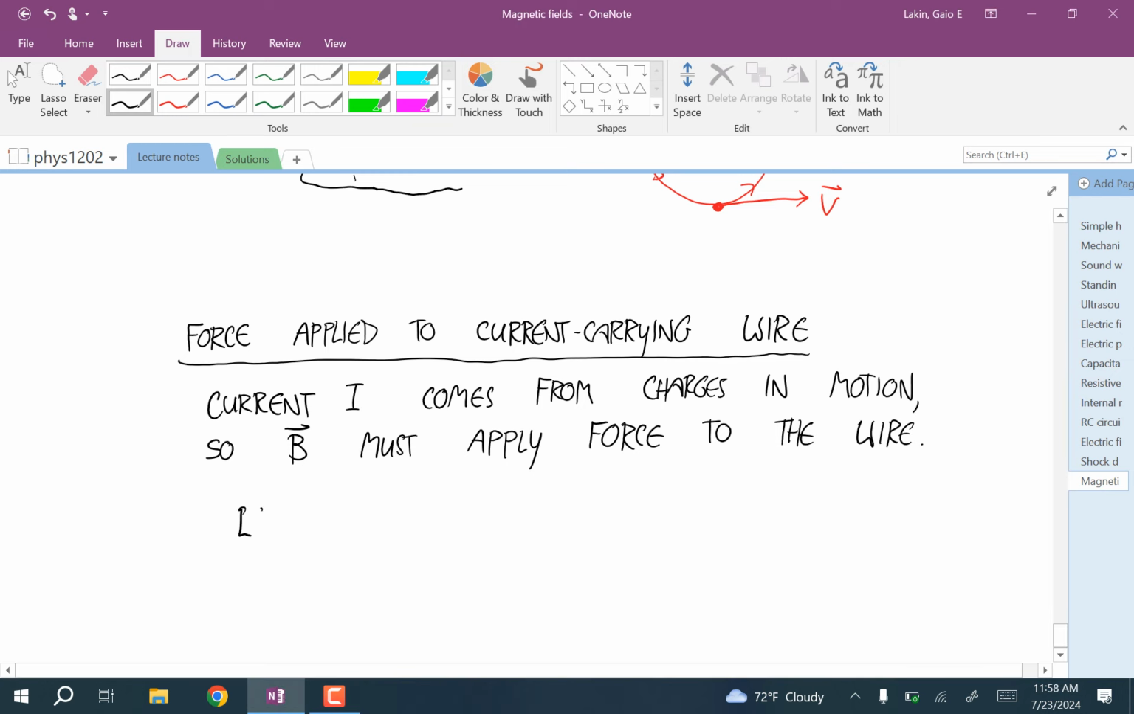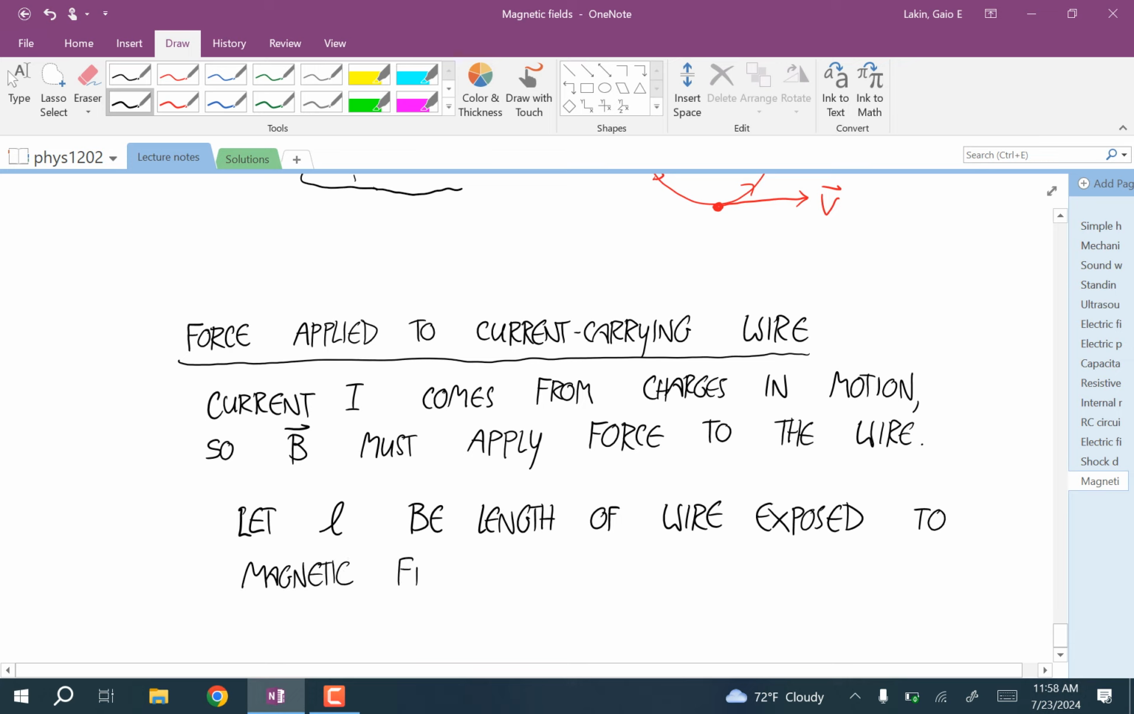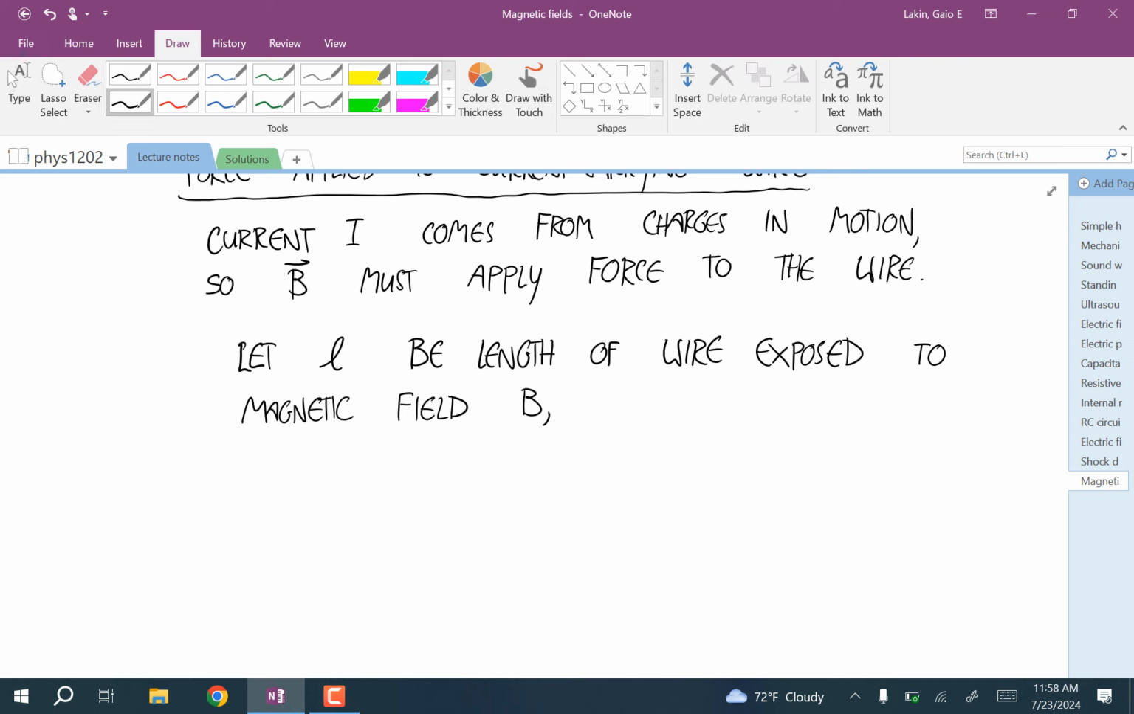So let L be the length of the wire that's exposed to the magnetic field B. And we're going to define the vector L as having the magnitude that's equal to that length. And the direction is the direction of the current.